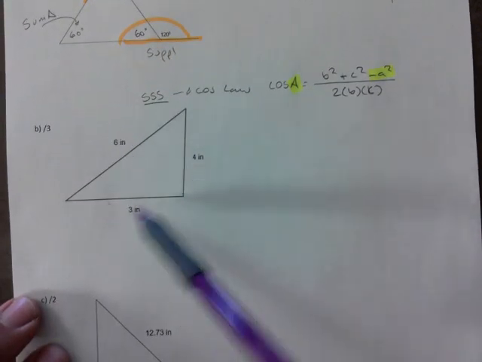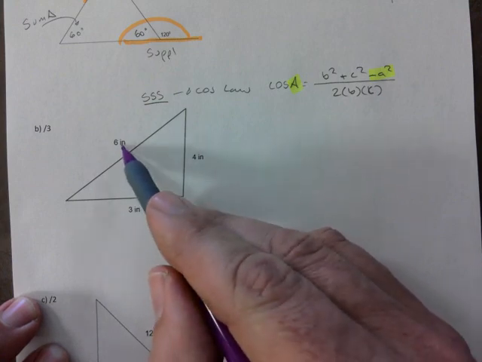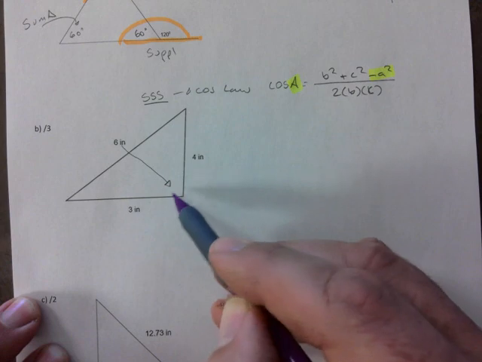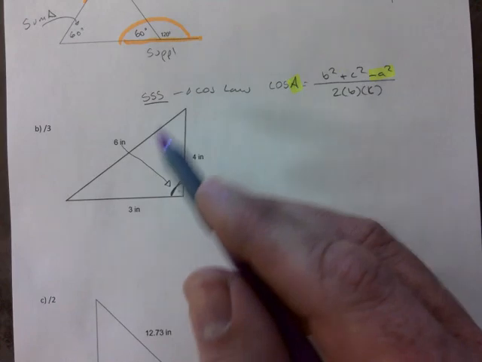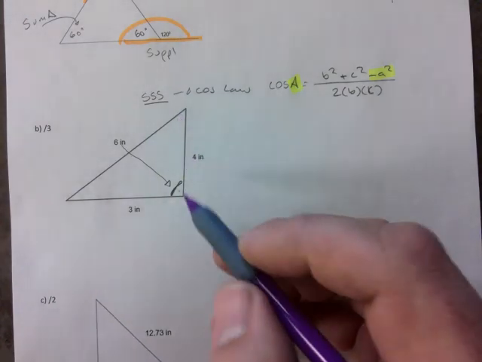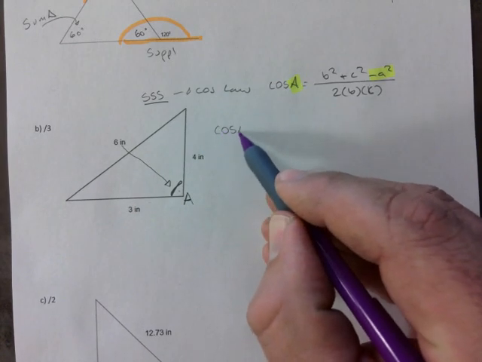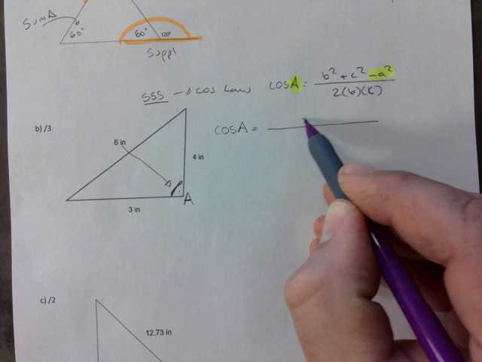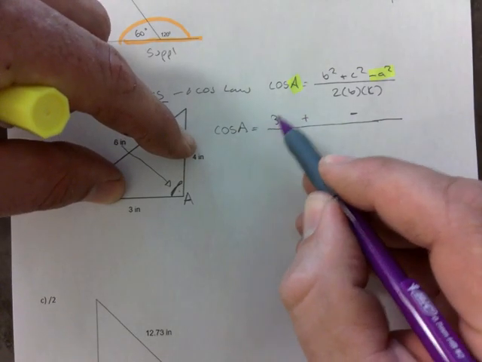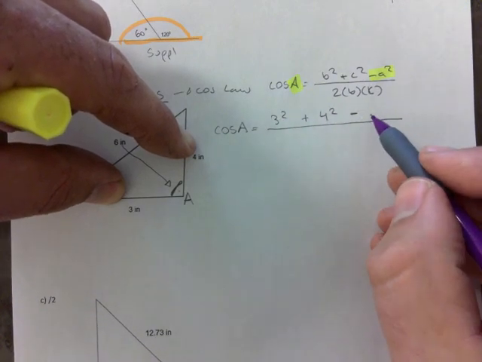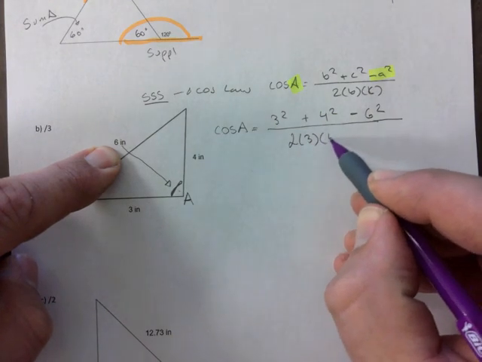Which angle should you pick in this case? I would pick the one that's across the 6. You can solve for any angle, don't get me wrong. You can solve them all, but it's too much work. I'm going to call this angle A. So to figure angle A, remember you have to add and then subtract. So I'm going to add these two, 3 squared plus 4 squared minus 6 squared, and then it's 2 times 3 times 4.